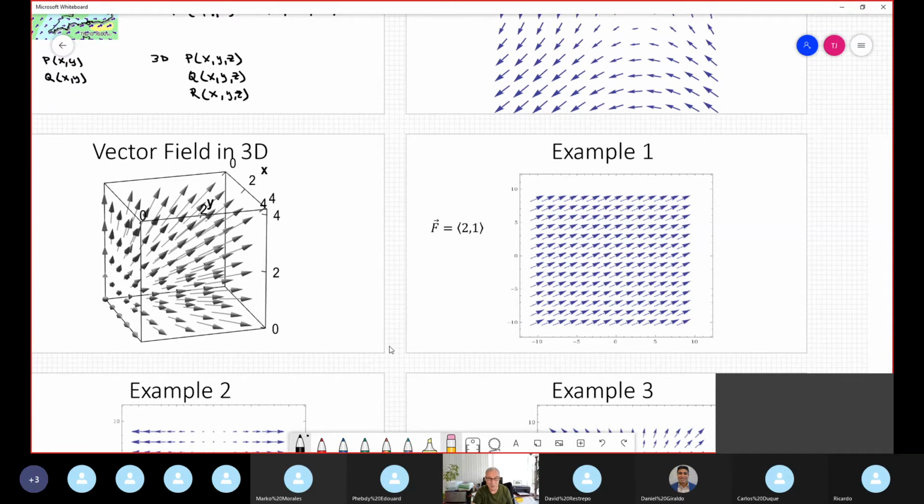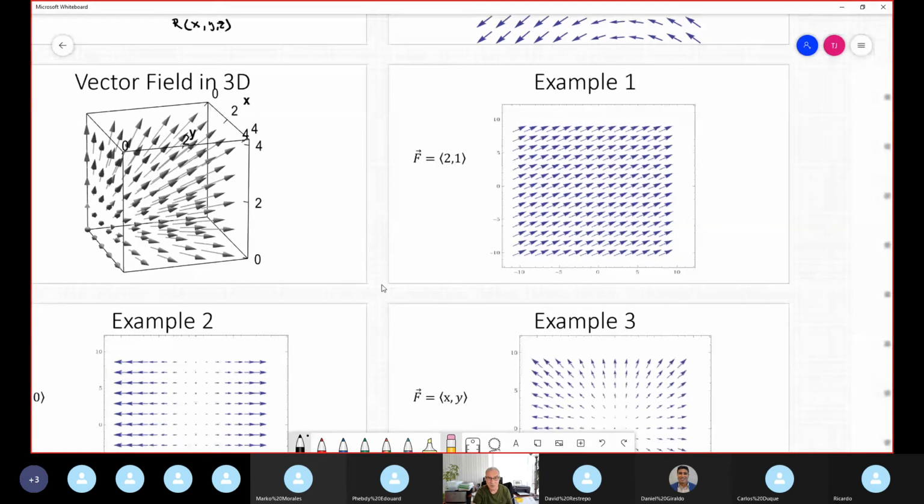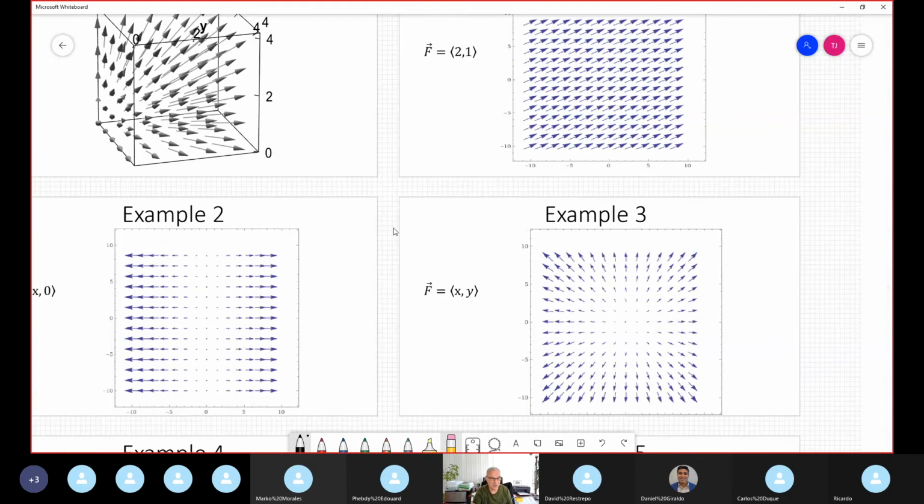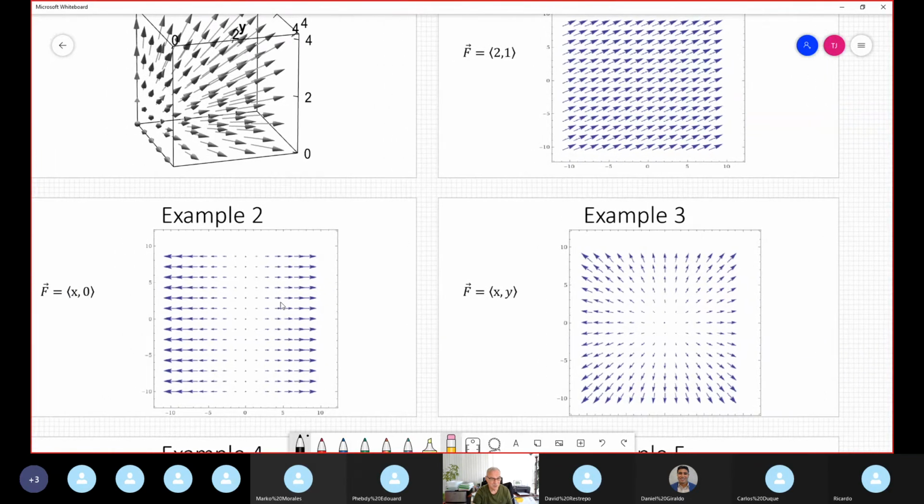So we have different examples of the vector field. Example 1 is (2, 1), and this is constant. So the vector field is oriented in the same direction. Example 2 is different: (x, 0). So we have a component only in x, and we have no component in y. Okay, and the component in x varies depending on the point. At the beginning, when x is smaller, the vector is short, however it increases.